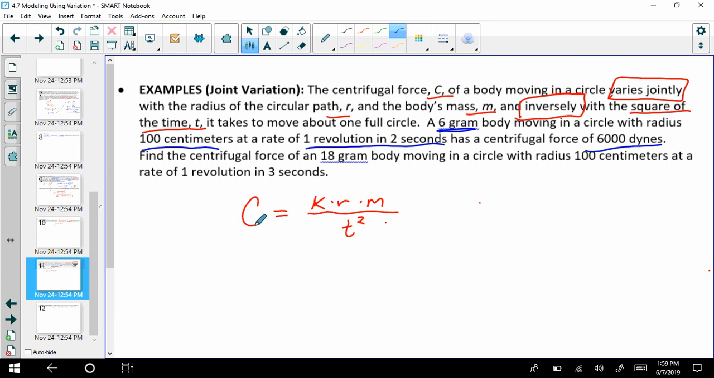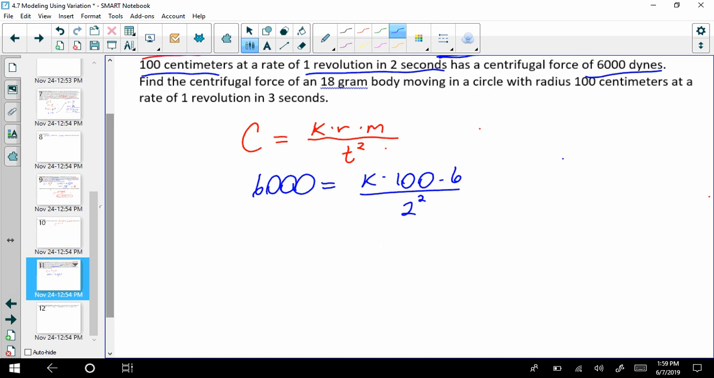So C is the, here I'm saying centrifugal, or never mind. You know what I mean. So C is 6,000. Reading skills, I tell you what. R, my radius was 100. And M was my mass. Did they tell me the mass? Yes, 6 grams. And T was my time that it takes to make 1 revolution, which was 2 seconds, but it's squared. All right, so I want to solve this for K.